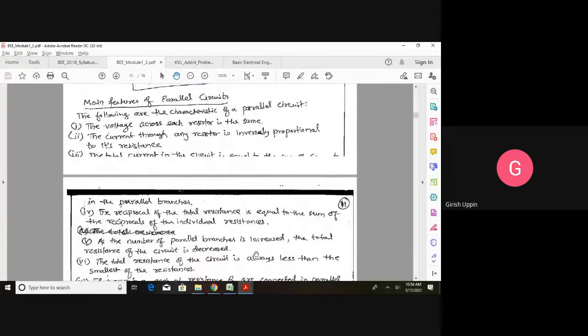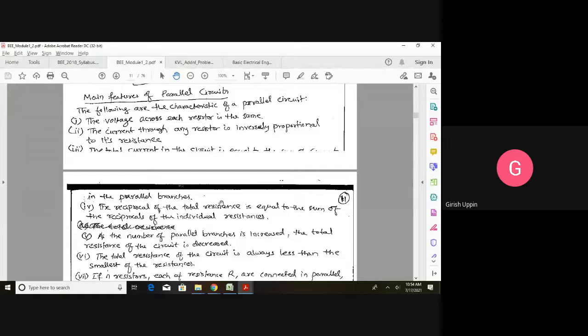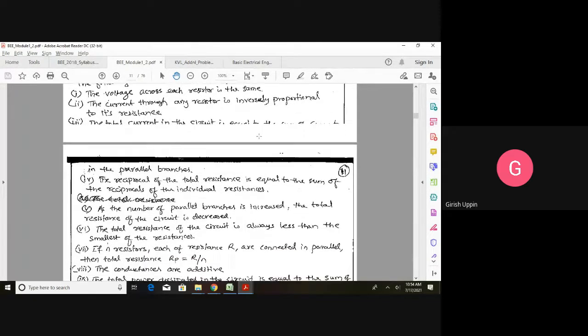And what are the main features or characteristics of the parallel circuit? Voltage across each resistor is the same. Okay, that we already saw. Current through any resistor is inversely proportional to its resistance. Meaning, if resistance is more, current is less. If resistance is less, current flowing in that branch is more. The total current in the circuit is equal to the sum of all the branch currents. The reciprocal of the total resistance, that is 1 by Rp, is equal to the sum of the reciprocals of the individual resistances that we saw in the equation.